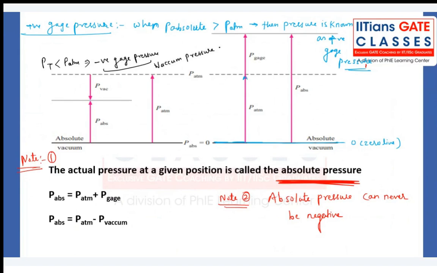Make a note of it, very very important. P absolute is given as P atm plus P gauge. P absolute is also given as P atm minus P vacuum.